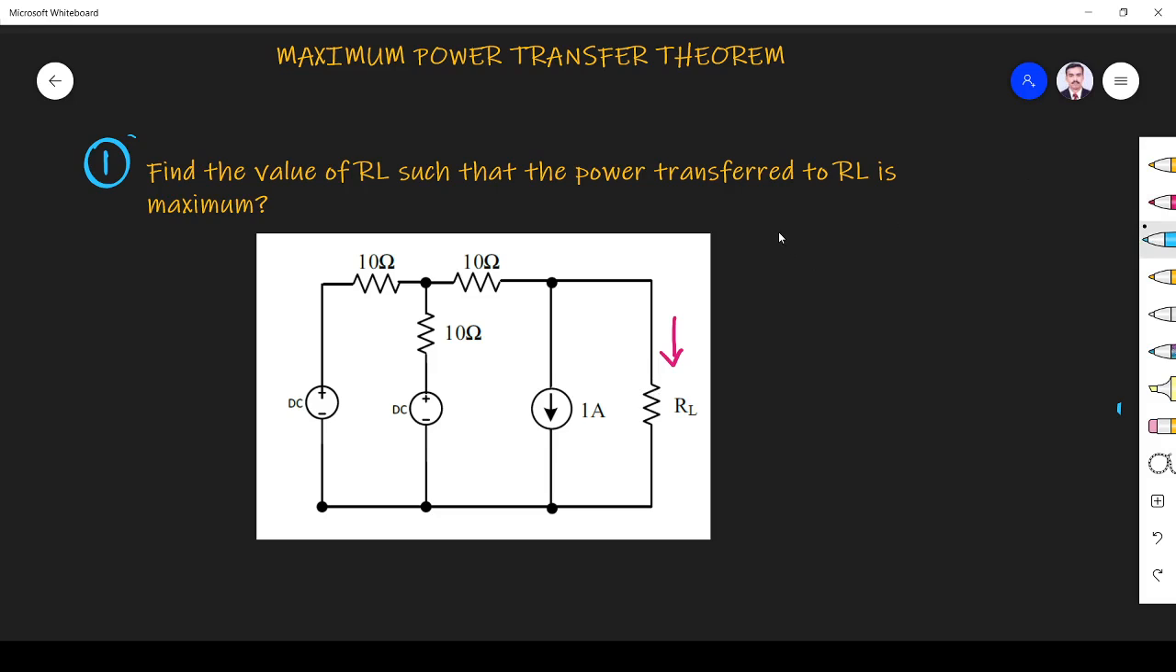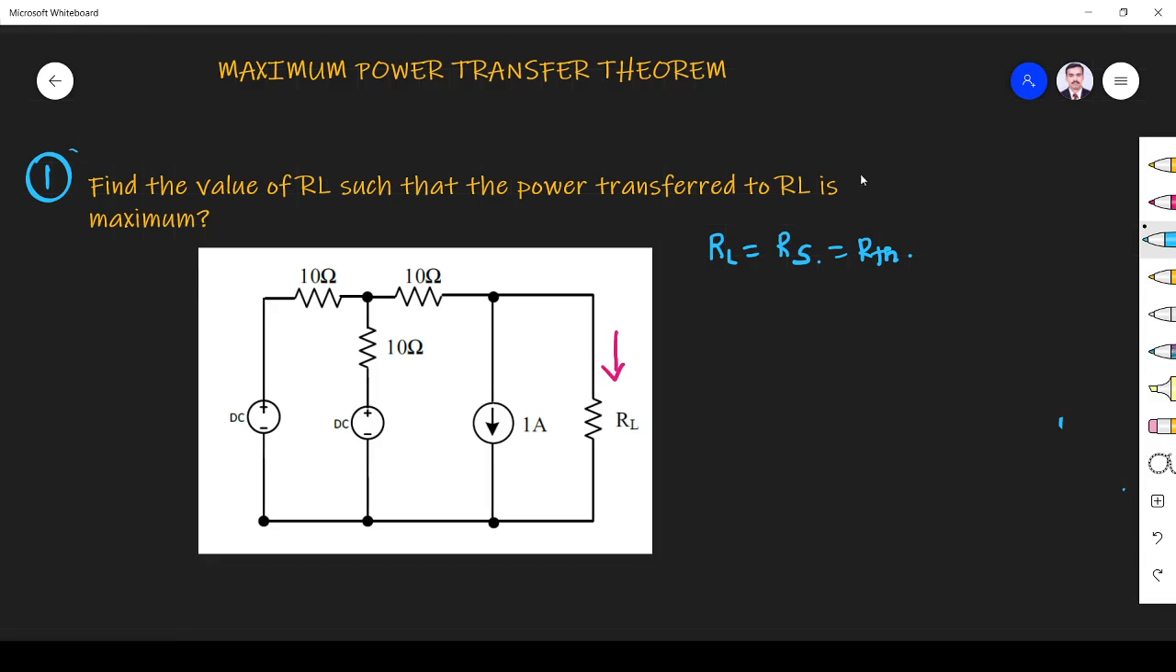Whenever you want to find the maximum power transfer, the condition is: the maximum power transfer theorem states that maximum power is transferred to the load when load resistance is equal to source resistance. That load resistance must be equal to Thevenin resistance, right? The equivalent resistance must be Thevenin resistance. That we have to find. So in order to find the value of RL, we have to find Thevenin resistance.